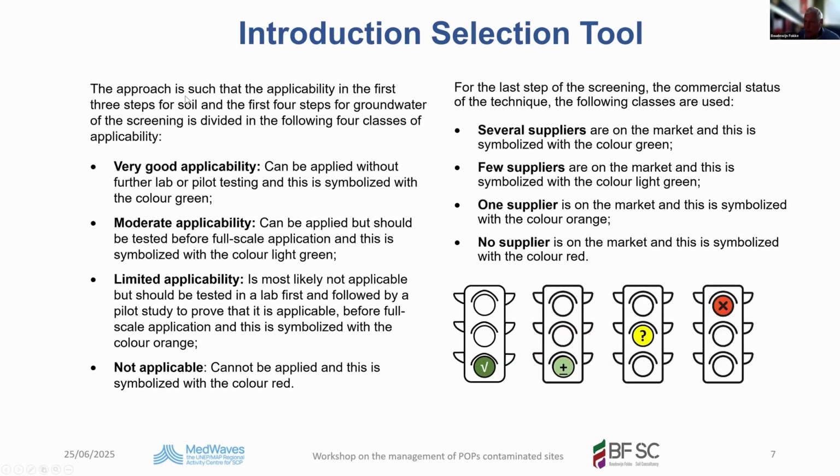What do we use? The approach is such that the applicability in the first 3 steps for soil and the first 4 steps for groundwater of the screening is divided in the following 4 classes. Very good, can be applied without further lab or pilot testing, and thus symbolized with the green color here. Moderate applicable, can be applied but should be tested before full-scale application, and this is symbolized with a light green here. So we do not know, we're not sure, but it could be.